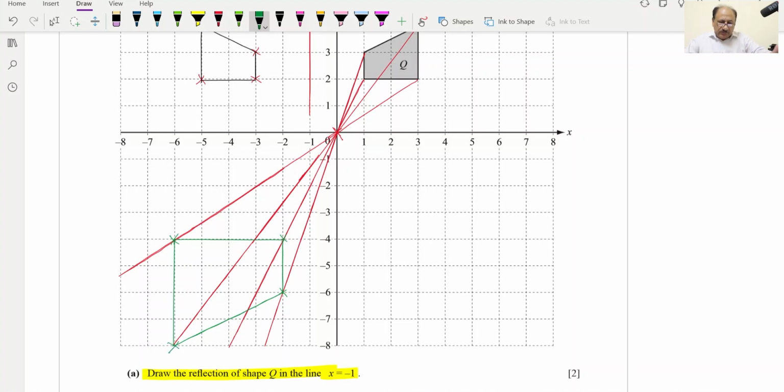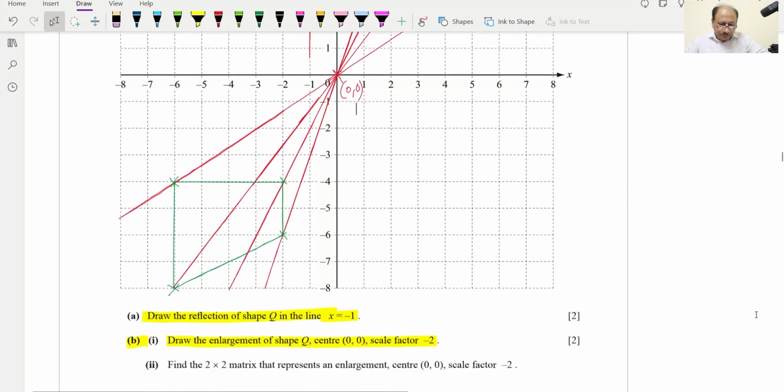And this is by scale factor minus 2, and the origin is this one. 0 0 is the origin, and scale factor minus 2. We are done with the drawing.